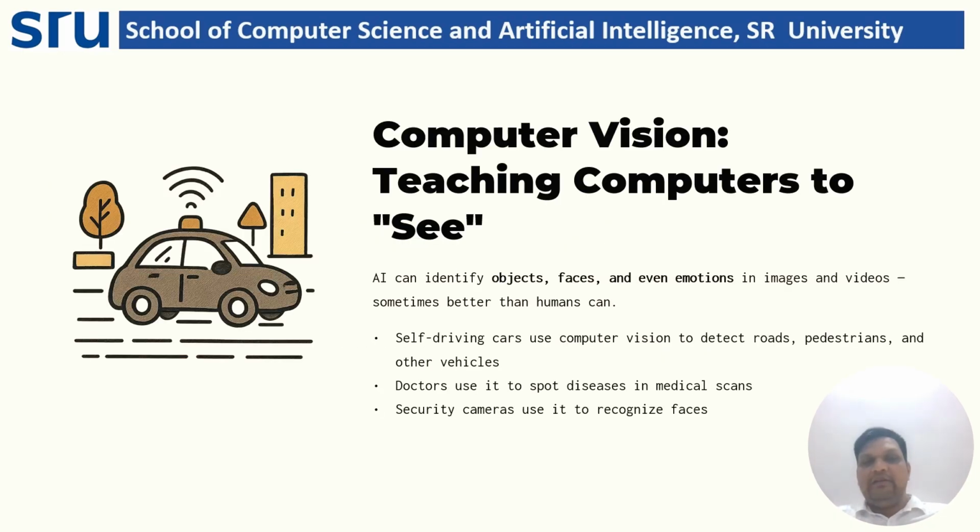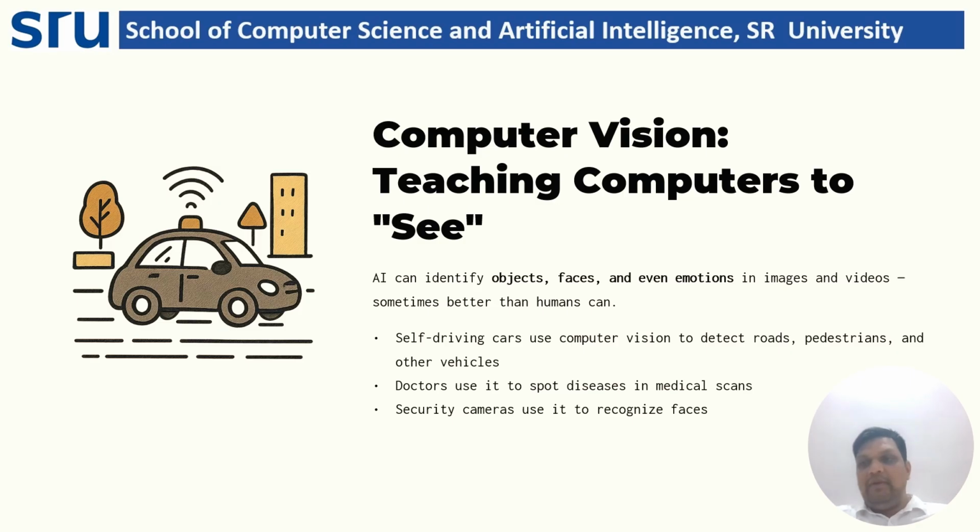Computer vision: teaching computers to see. AI can identify objects, faces, and even emotions in images and videos, sometimes better than humans can. Self-driving cars use computer vision to detect roads, pedestrians, and other vehicles. Doctors use it to spot diseases in medical scans. Security cameras use it to recognize faces.